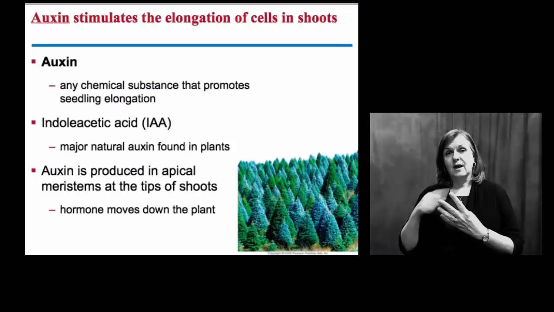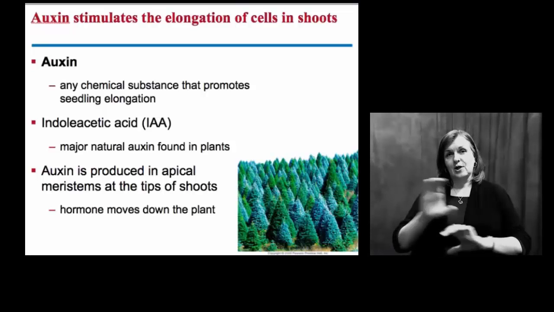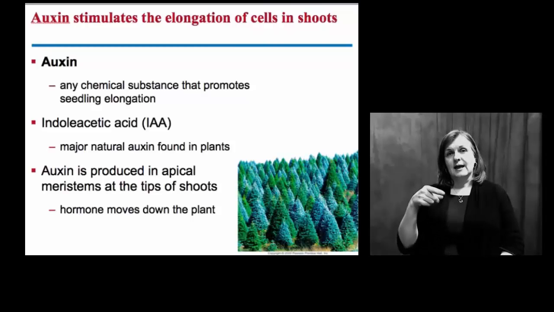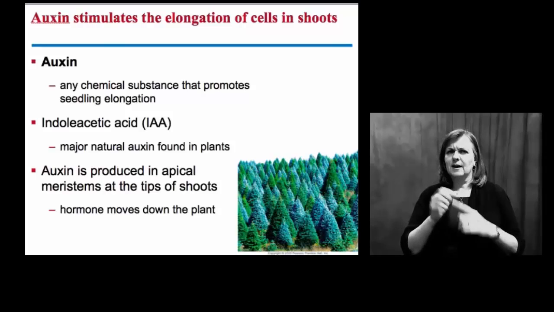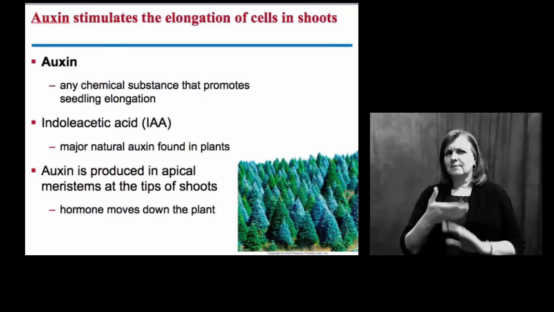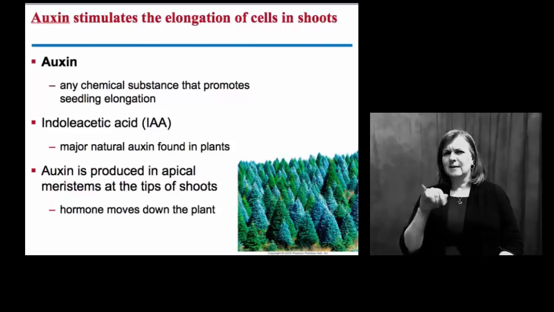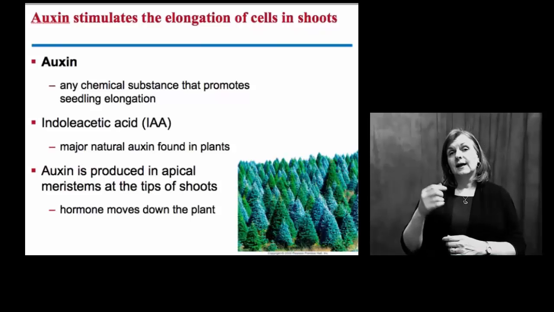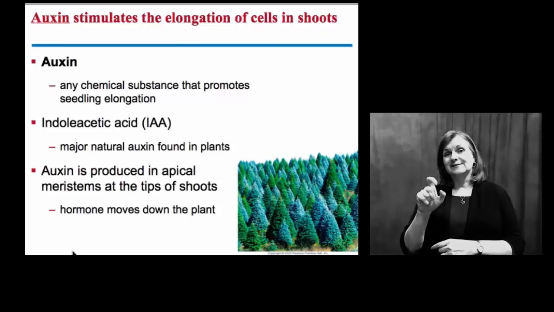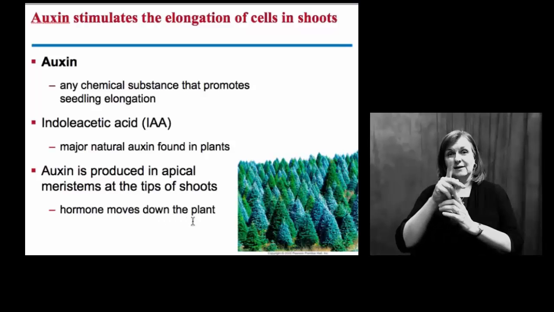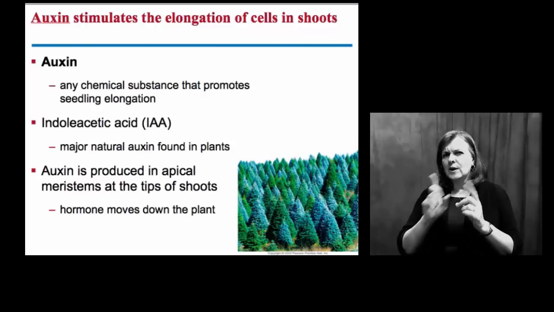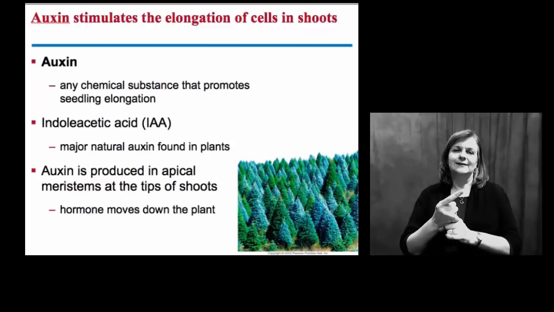Auxins are a chemical group that is released from the apical meristem or apical buds of a plant. We've talked about apical buds before when we talked about primary plant growth. Do you remember where the apical bud is? The hint I have here for you is that the auxin hormone moves down the plant. So where must it be located? Right.